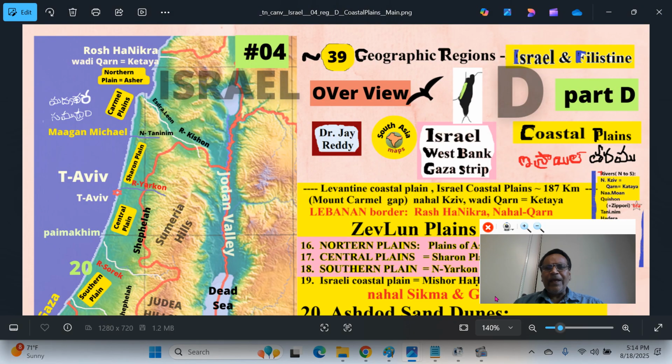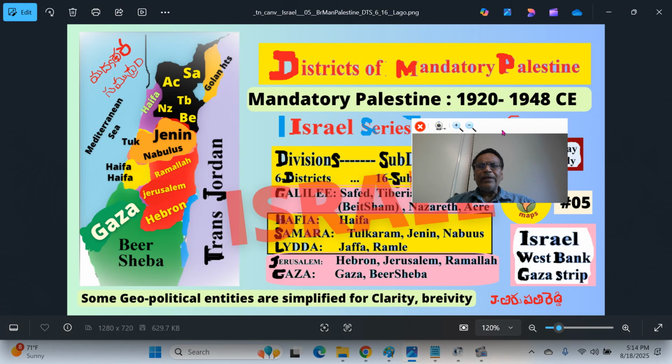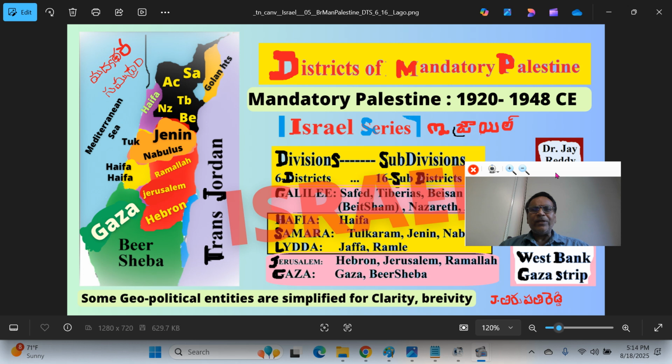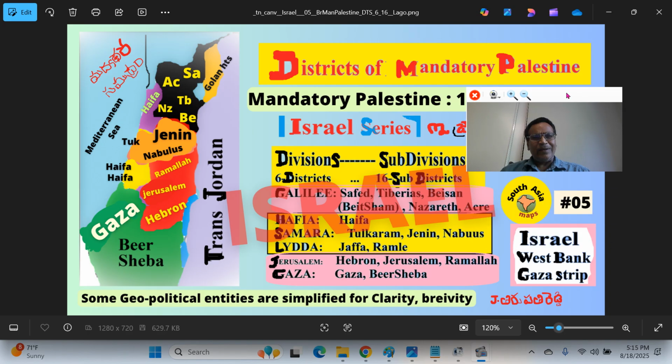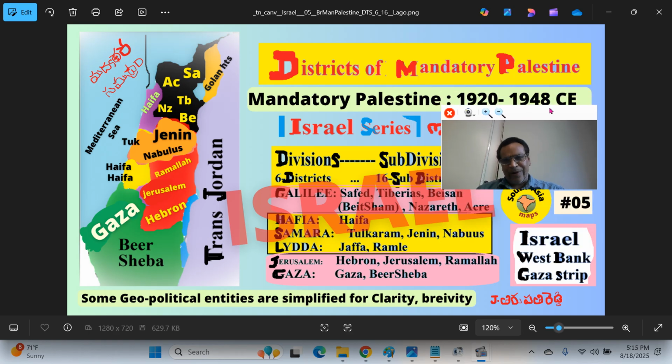in the next presentations, Mitranam, we'll look at Mandatory Palestine, a geopolitical entity that existed for nearly 28 years or so, from 1920 post-World War I to post-World War II. That is the Mandatory Palestine, which today is Israel, the Gaza Strip, and the West Bank. What are the prominent districts or sub-districts, so that you will get a broader, good idea.